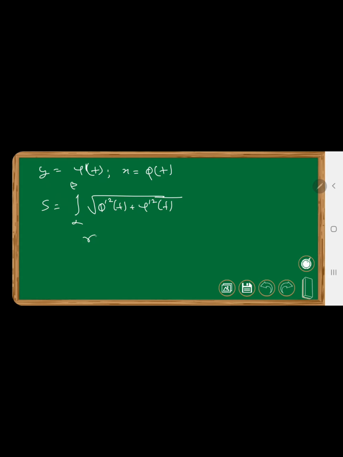And if you are given in polar form, r equals f of theta, then s becomes the integration from theta 1 to theta 2, where f of theta 1 gives you the radius vector, which is in some way equivalent to a. Similarly you can do it for b also. So this is given as root of r square plus (dr over d theta) whole square. Clear? This much.